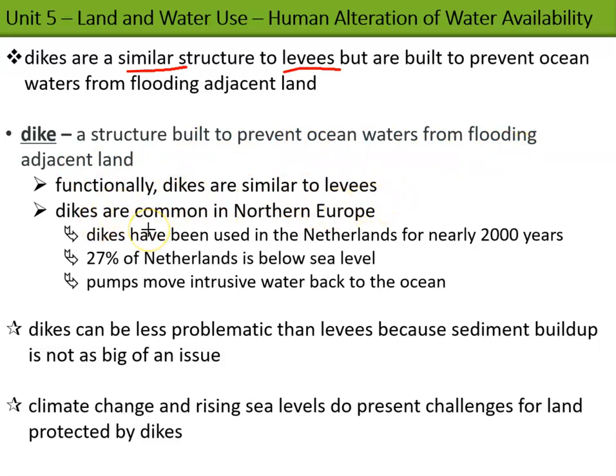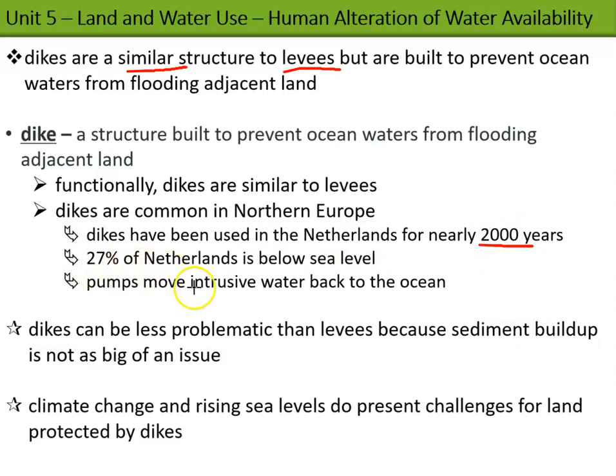but they do seem to be a little bit more sustainable, at least if they're done correctly. Dikes are very common in Northern Europe. Famously, the Netherlands has a whole system of dikes that has expanded their land. They've basically reclaimed land from the ocean to have their country. And they've been using dikes in one form or another for 2,000 years, an incredibly long time.